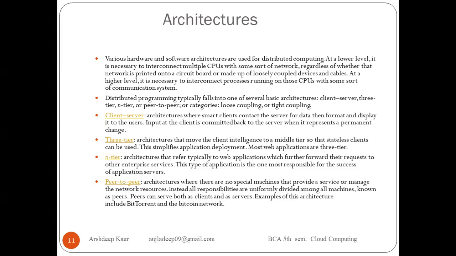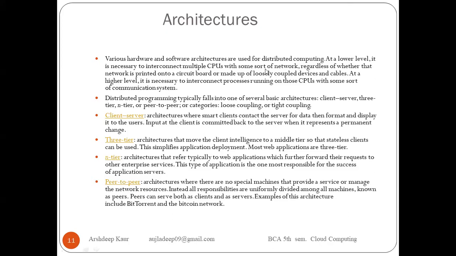Second is 3-tier. It means in this we have one more tier. One is client, second is server. It means there is one more tier, that is called middle tier. So first we have a client. Client sends the request. It goes to the middle tier. From middle tier, it goes to the server. Then server processes the request.